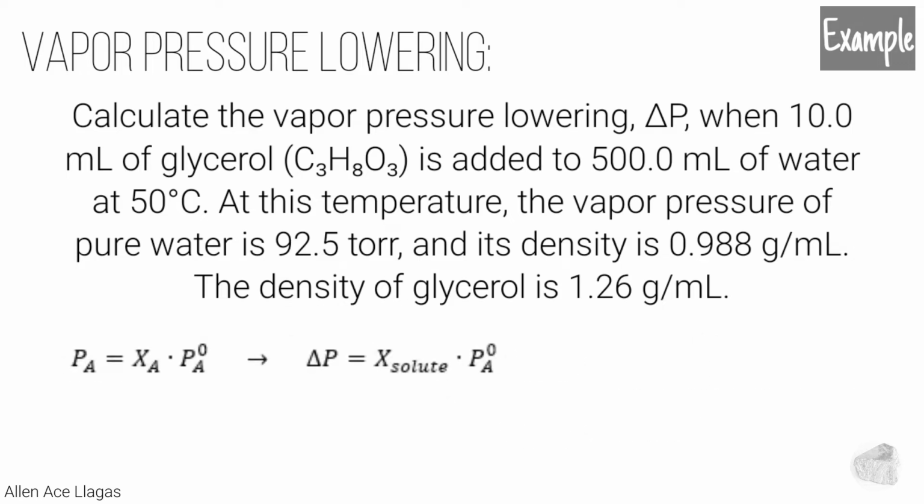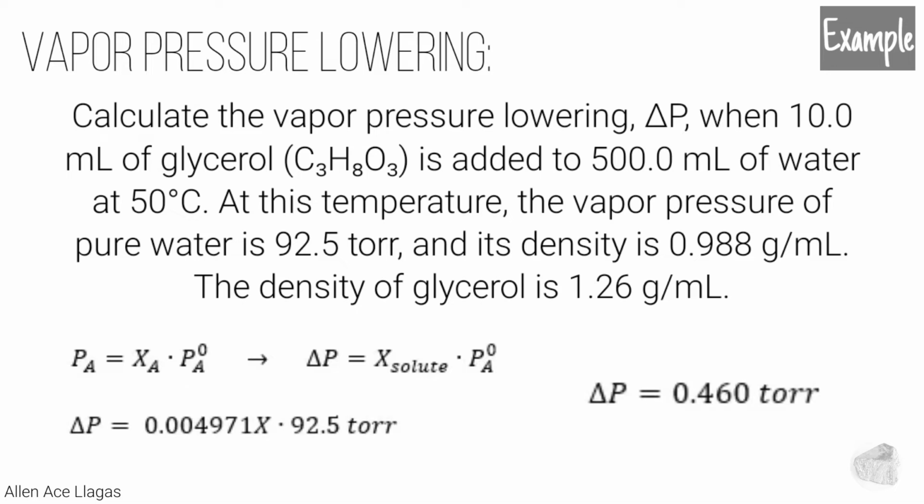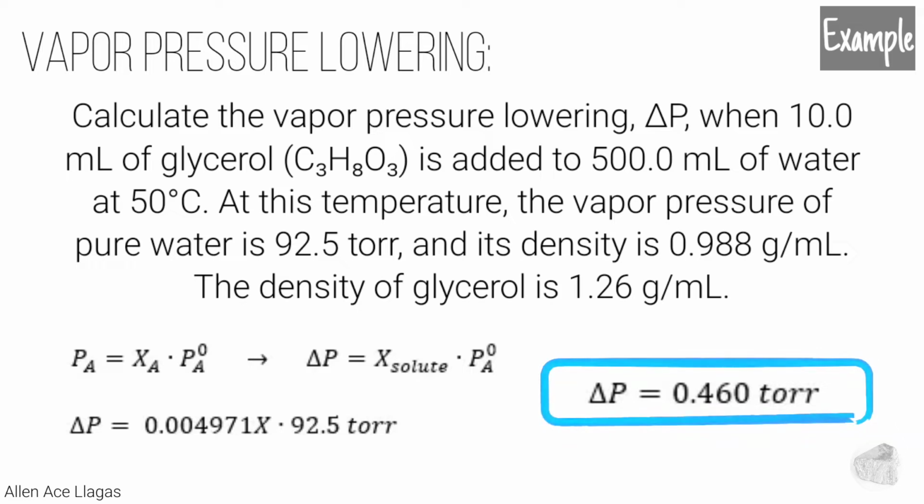Remember that we refer to vapor pressure lowering. We change the mole fraction of the solvent, X sub A, in Raoult's law into the mole fraction of the solute. Thus, delta P is equal to the mole fraction of solute multiplied by the vapor pressure of the pure solvent. Plugging those values in, we arrived at 0.460 torr of vapor pressure lowering when the glycerol was added to the water.